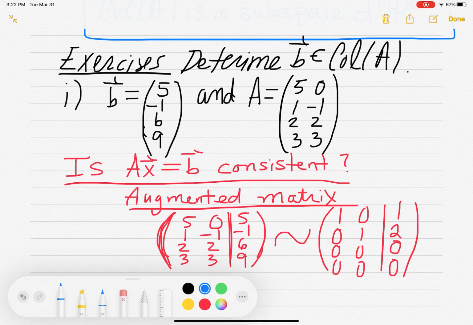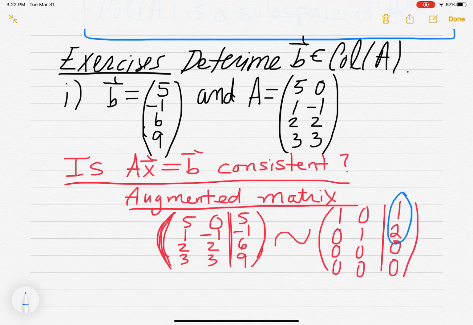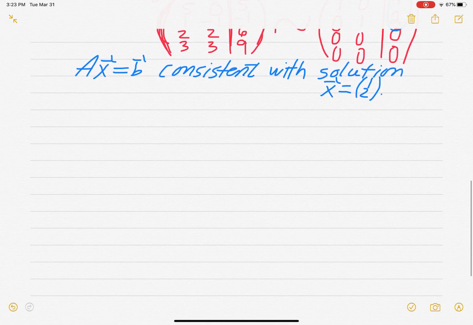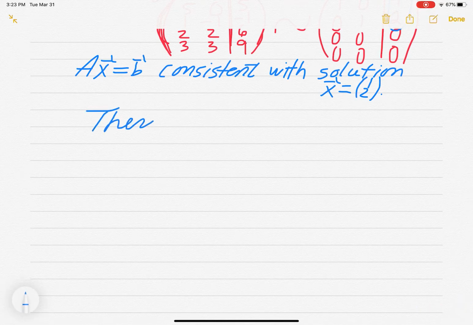Basically x1 would be 1 and x2 would be 2. So your solution vector x would be 1, 2 right here. So it is consistent: Ax = b is consistent. You don't actually have to write the solution, but I'm going to go ahead and write it, solution 1, 2. So since there is a solution, then b is in the column space of A. Therefore, b is in the column space of A.